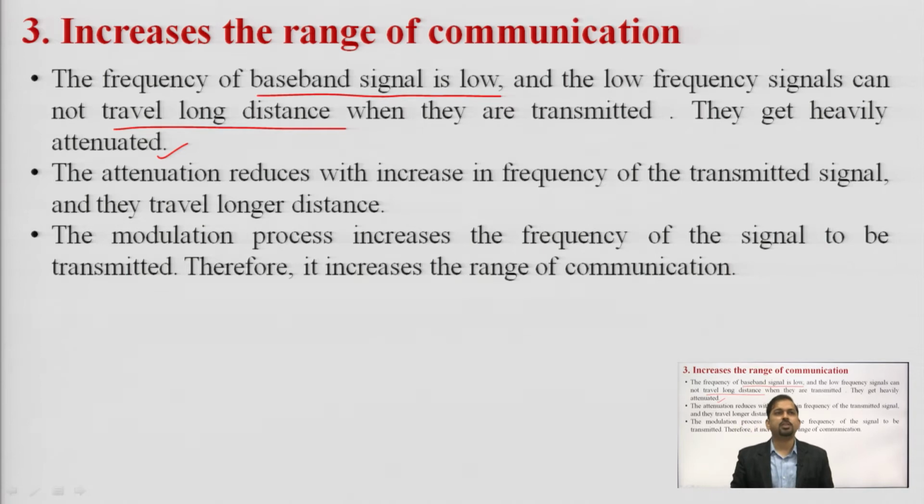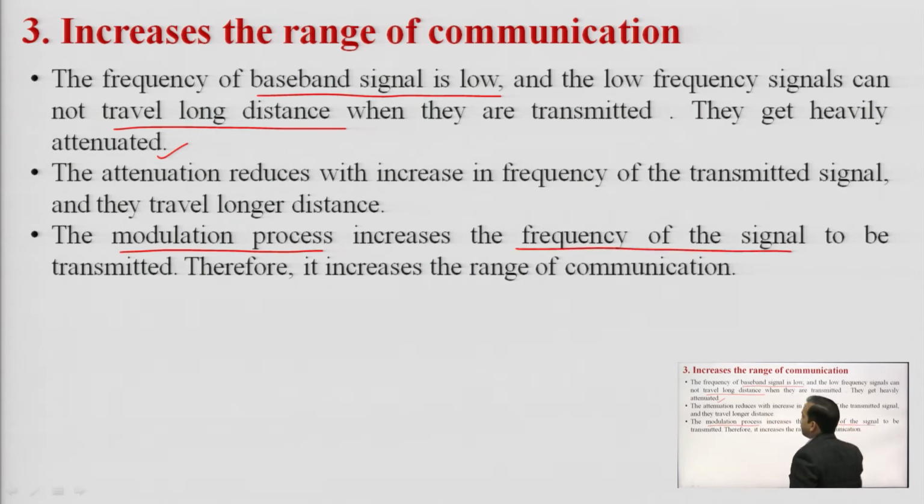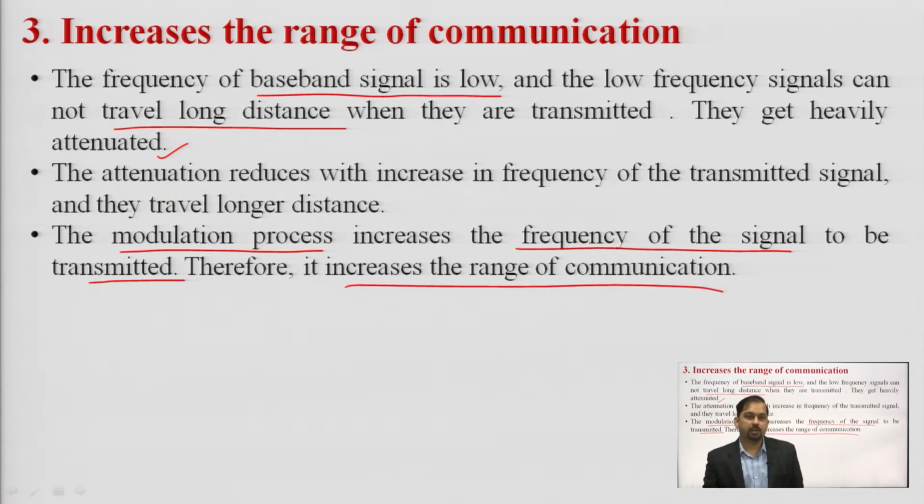So, this attenuation is reduced by increasing the frequency of the transmitted signal. We can say that with the help of the modulation process, we increase the frequency of the signal which is to be transmitted. Therefore, it increases the range of communication, and if we increase the frequency, the level of attenuation is also low. So, this is to increase the range of communication.